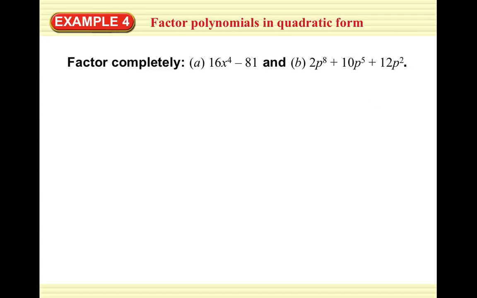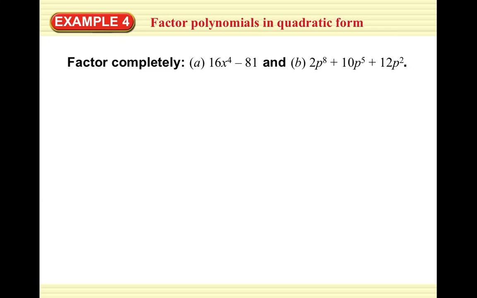All right, let's take a look at another example. If it's in quadratic form, an expression of the form au squared plus bu plus c, where u is any expression in x, is said to be in quadratic form. So this factoring technique you've studied in previous chapters can sometimes be used to factor these expressions.